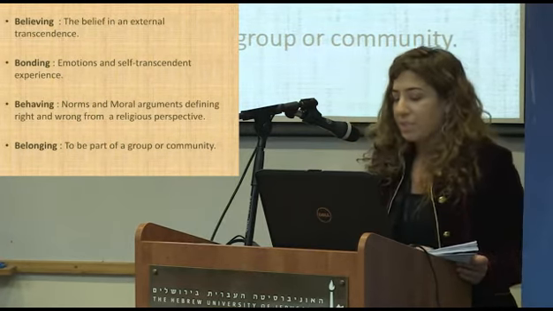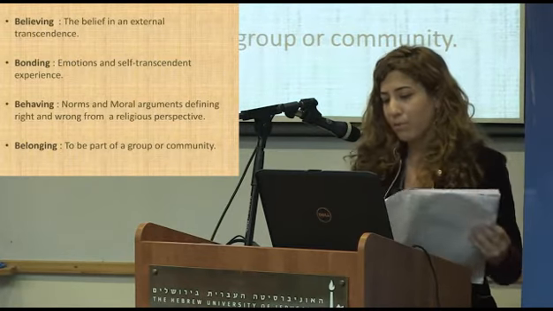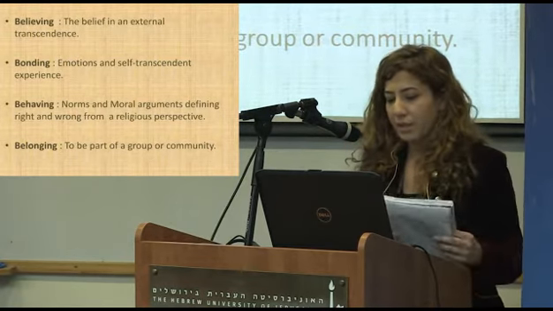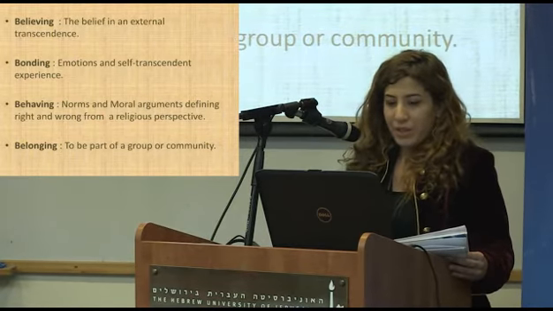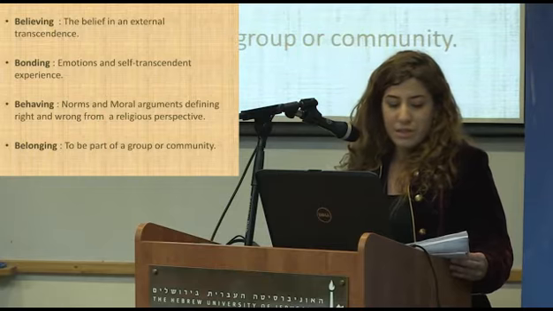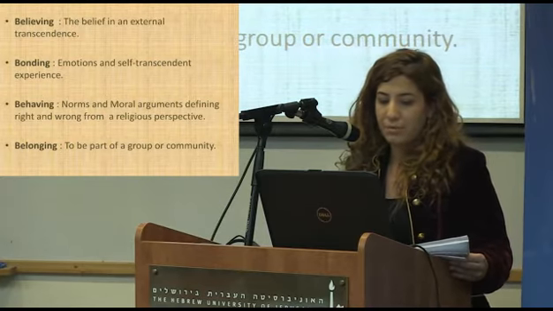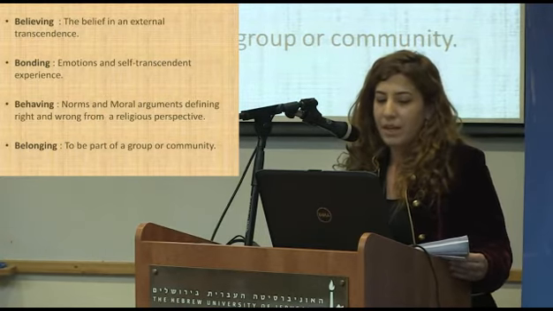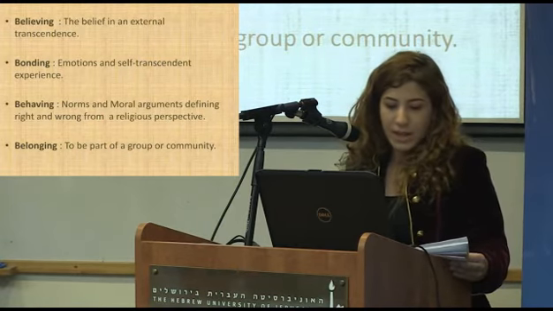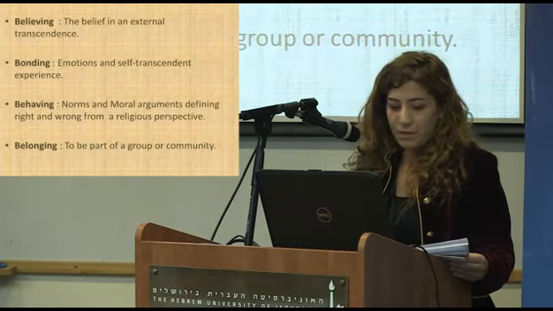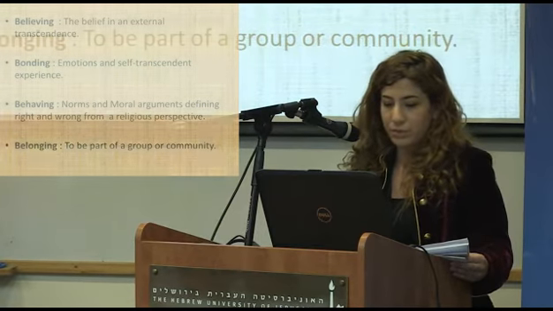The behaving aspect refers to the norms and moral arguments defining right and wrong from a religious perspective. There is some overlap between these norms and the social norms, but with more rigid standards in the religiosity norms. The belonging refers to the feeling of being part of a group or community.